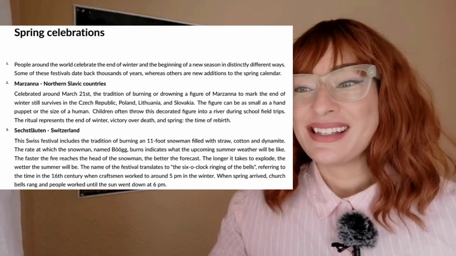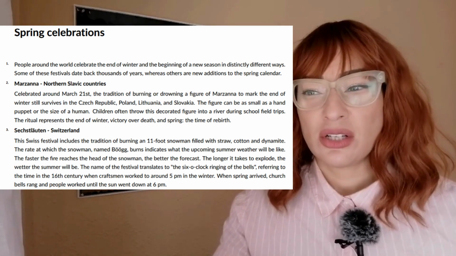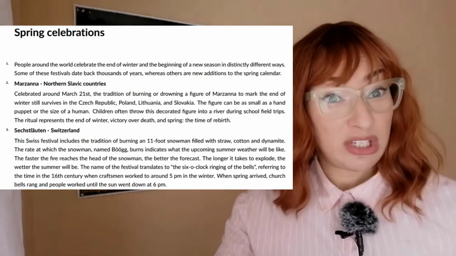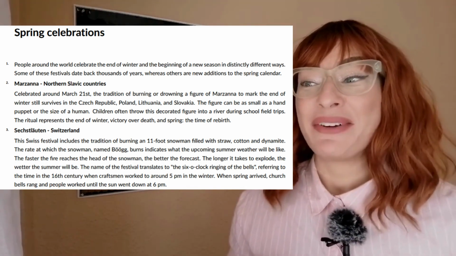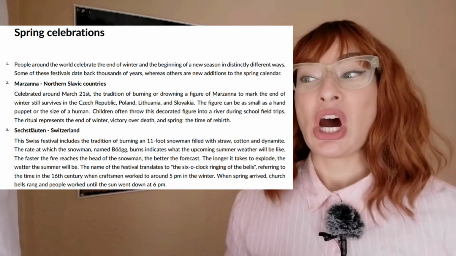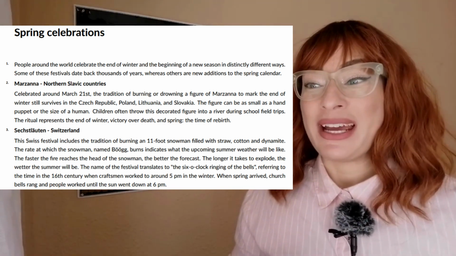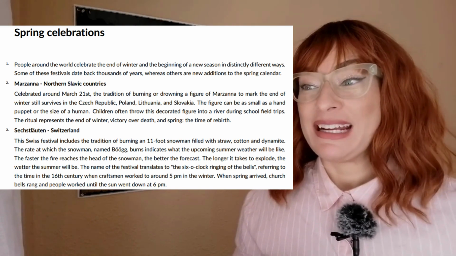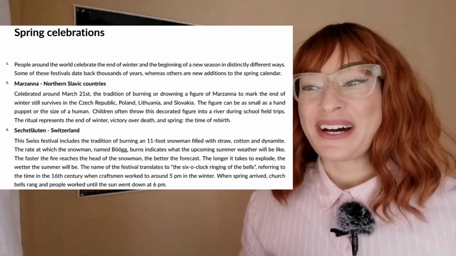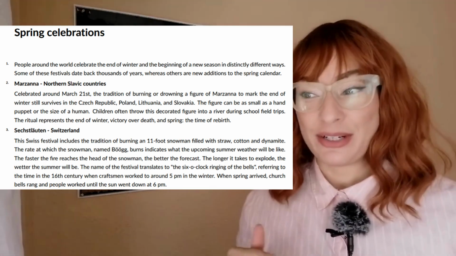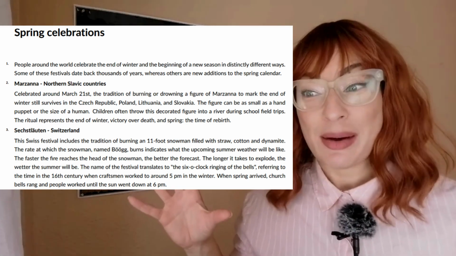Okay, the next one is paragraph 3, Sechselauten, Switzerland. This Swiss festival includes the tradition of burning an 11-foot snowman filled with straw, cotton, and dynamite. The rate at which the snowman, named Boogg, burns indicates what the upcoming summer weather will be like. The faster the fire reaches the head of the snowman, the better the forecast. The longer it takes to explode, the wetter the summer will be.